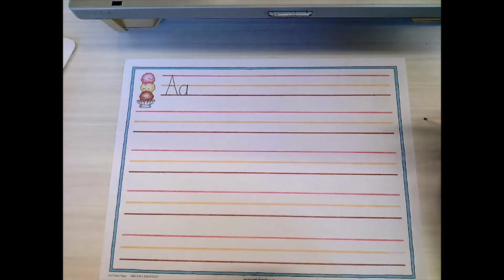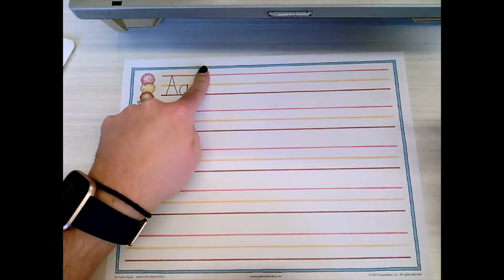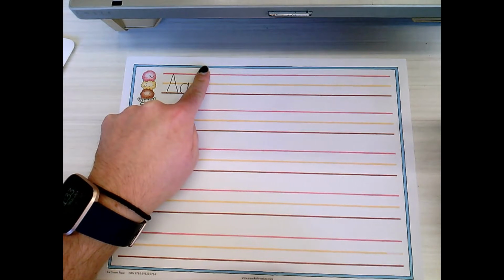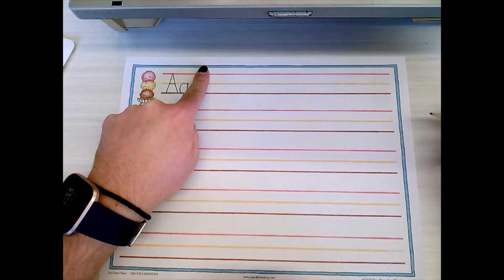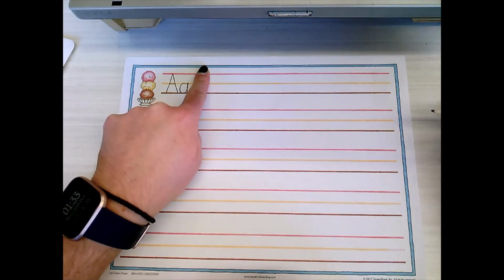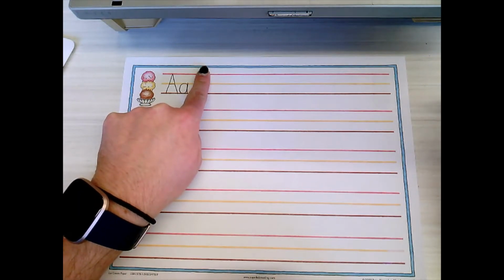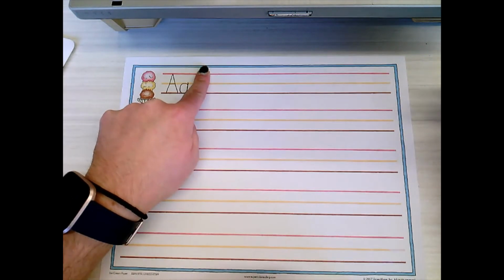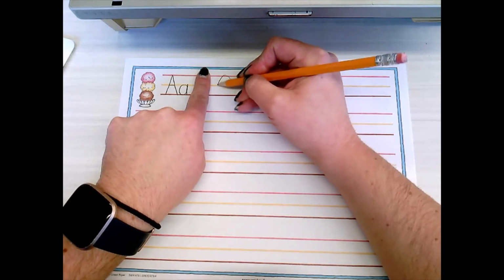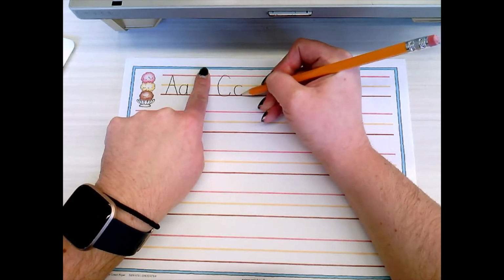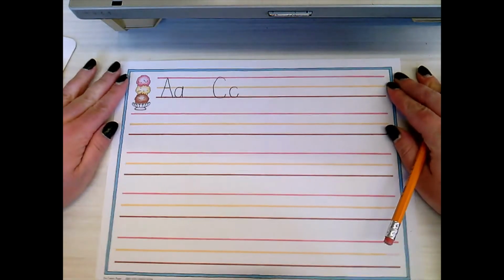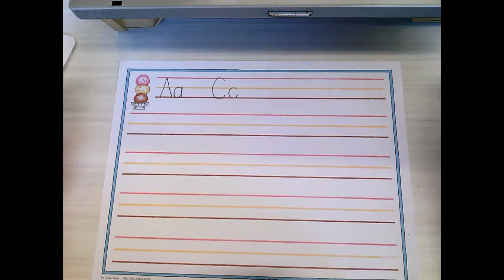Write the letter that says k. Make sure you're writing the upper and the lowercase letter. You should have written the letter C, uppercase and lowercase. If I am not waiting long enough and you're still writing, pause the video. That way it'll give you lots of time to write your letter, and you can come back and check.